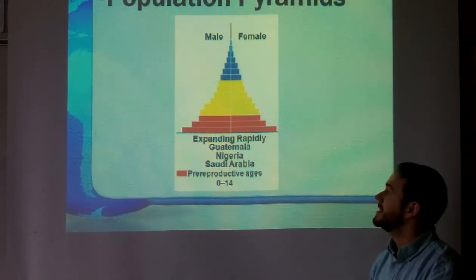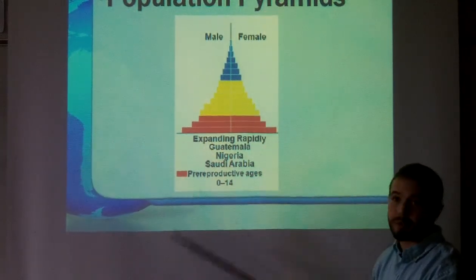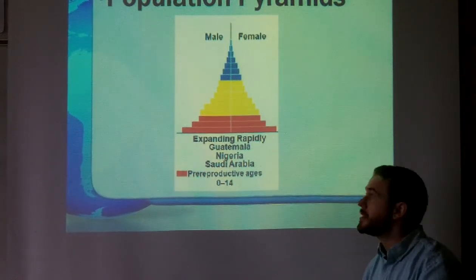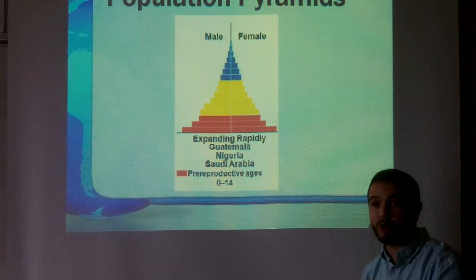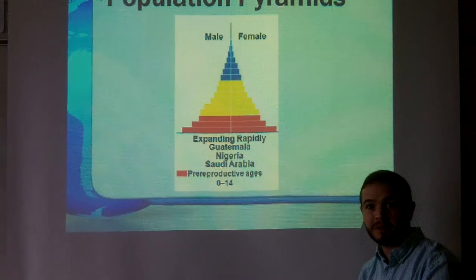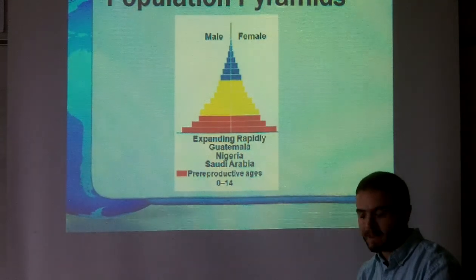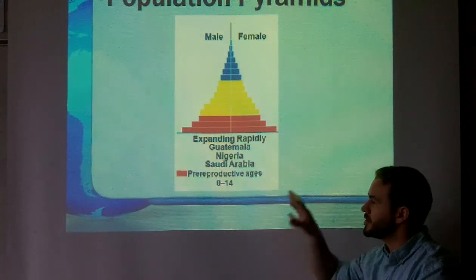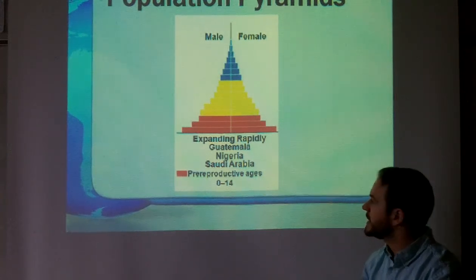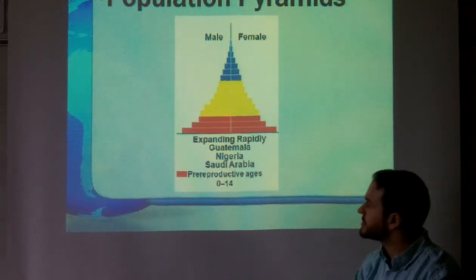So eventually, the majority of their population, which is in this stage, is going to reproduce. When that happens, their population is going to explode, right? So these people in this very steep pyramid are set up to have a huge population in the future. So again, these are usually our developing countries. Guatemala, Nigeria, and Saudi Arabia are examples.